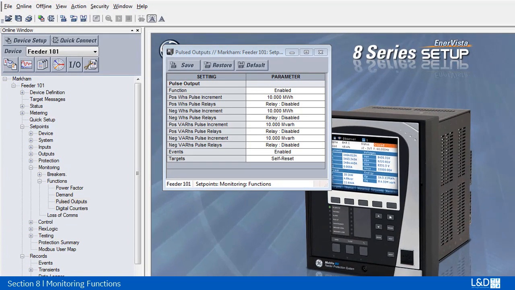Pulsed outputs function can provide a pulsed output for full energy measurement. It can operate auxiliary relays after an adjustable energy increment for the quantity of positive and negative megawatt hours and positive or negative megawatt hours. Pulses occur at the end of each programmed energy increment. Keep in mind, 8-series relay is not a revenue class meter and cannot be used for billing purposes.